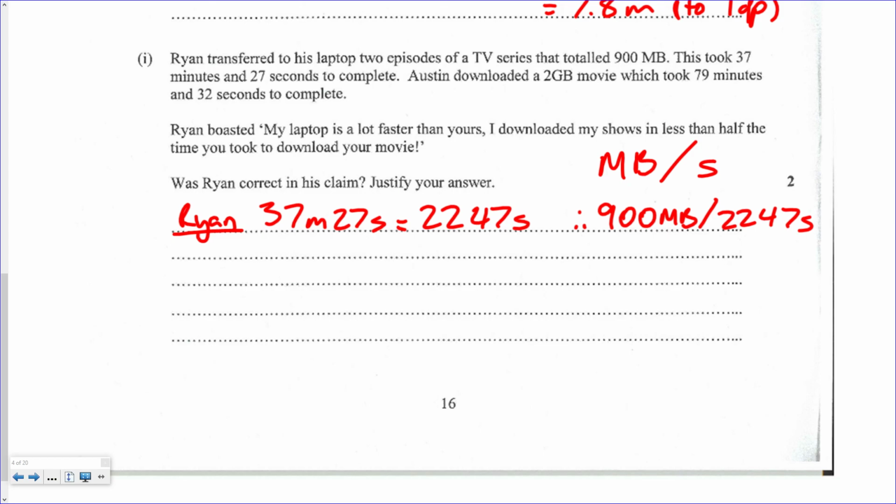So we'll divide this by 2,247, but that means we also need to divide the 900 by 2,247, which will give me 0.4005 megabytes per second. Alright, so Ryan's speed is just less than half a megabyte per second. Now that we've got Ryan's speed, let's go ahead and find Austin's speed.